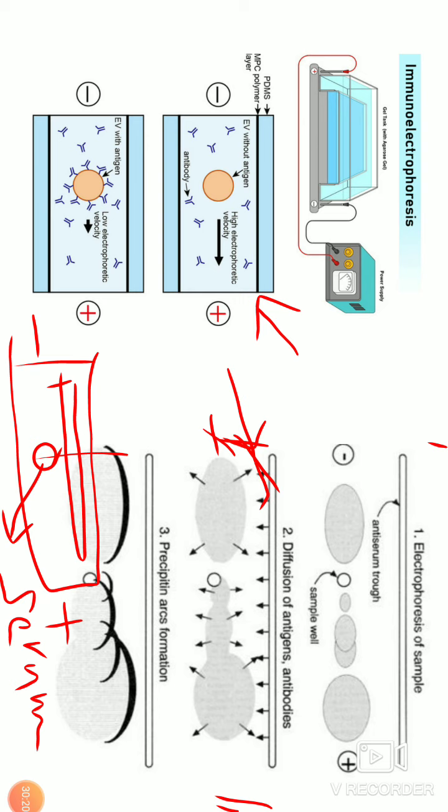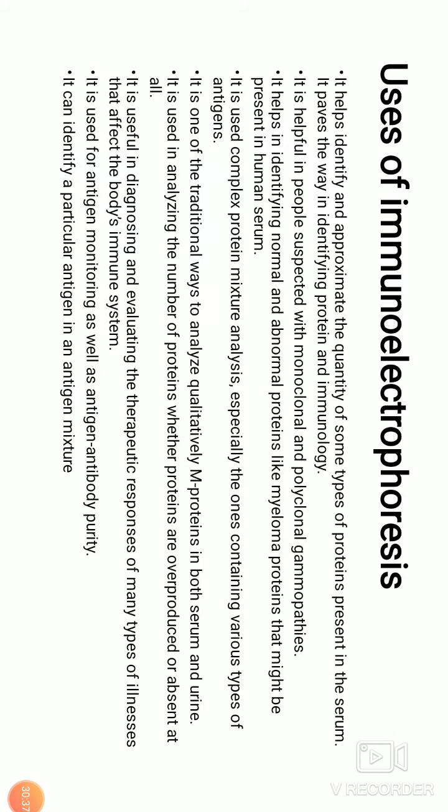When you see these elliptical precipitin arcs, they indicate that there is antigen-antibody interaction. If there are no precipitin lines, then there is no reaction. Okay. So first dimensional electrophoresis followed by immunodiffusion.